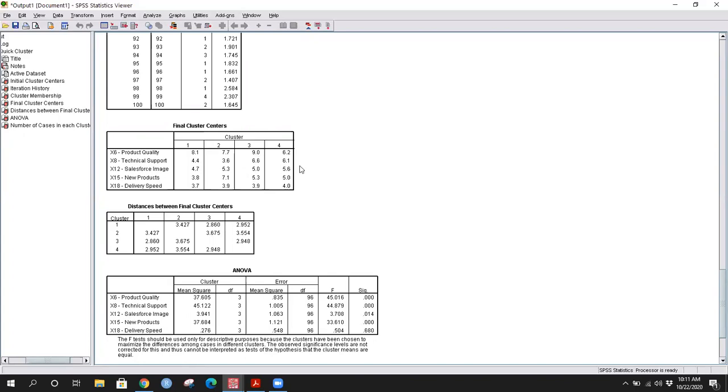Looking at cluster 4. In cluster 4, we see that product quality is 6.2. That's the lowest. Then technical support is 6.1, second highest. It's happy with the technical support. Sales force image is the highest. It's happy with the sales force image as well. New products is at third number. So I should say not too satisfied with the new product range.